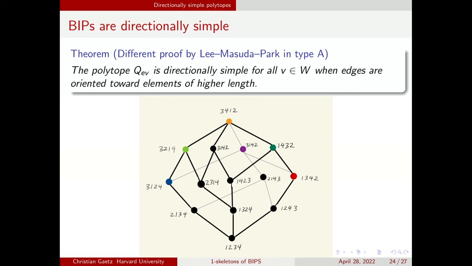This was noticed earlier, that this thing is almost simple. But for example, this purple vertex, which is not simple, is not going to be a problem for us because it has only one upward edge. Whereas, for example, this bottom vertex has several upward edges, but it's simple around here. Every subset of these does define a face. And so this polytope will be directionally simple in general.